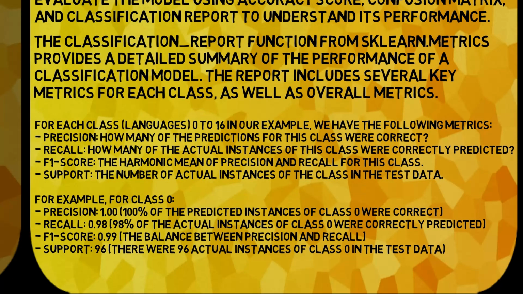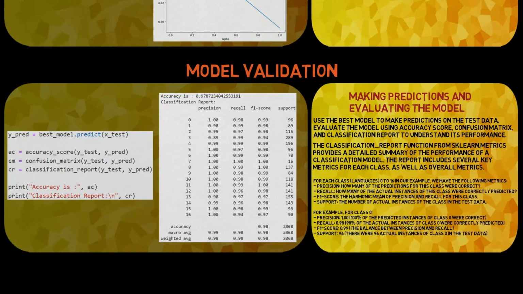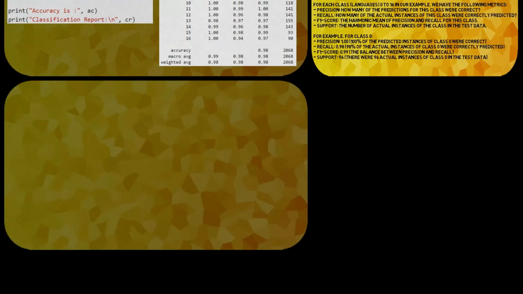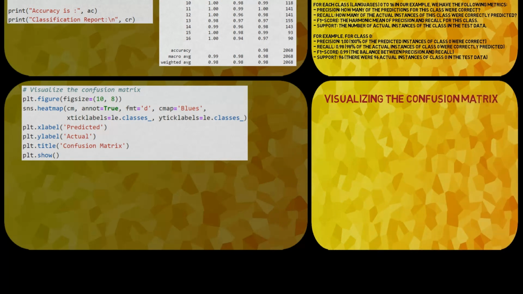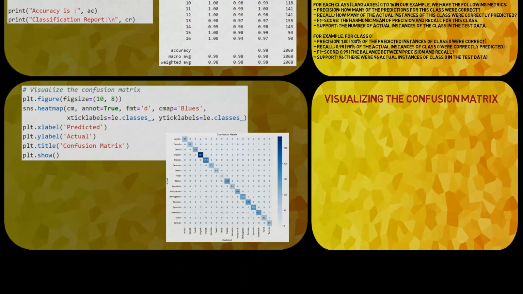For example, for class 0, precision 1.00: 100% of the predicted instances of class 0 were correct. Recall 0.98: 98% of the actual instances of class 0 were correctly predicted. F1 score 0.99: the balance between precision and recall. Support 96: there were 96 actual instances of class 0 in the test data. Visualizing the confusion matrix. Plot a heat map of the confusion matrix to visualize how well the model's predictions match the actual labels.